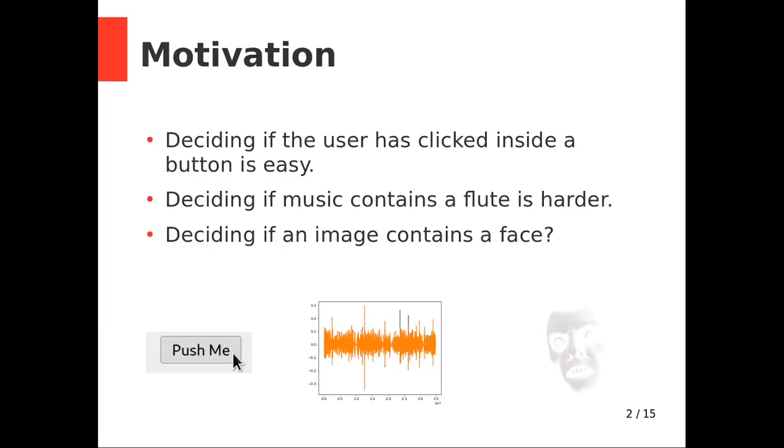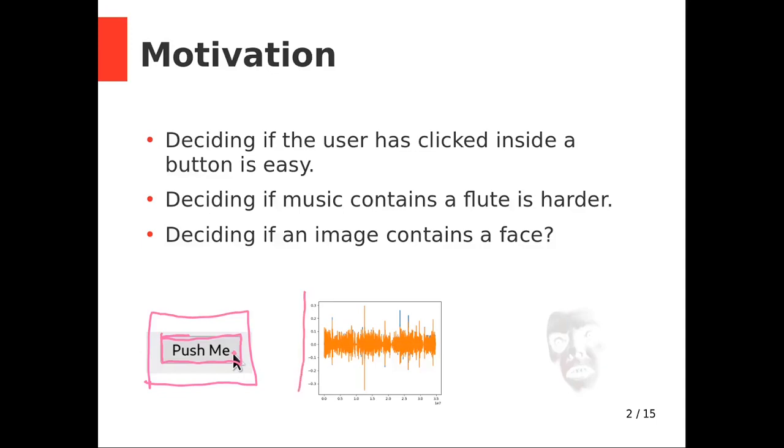Okay, so motivation. Let's say that we wanted to decide if the user had clicked inside of a button. That's a fairly easy problem. Every pixel in this button has an XY coordinate with respect to the screen, and all we need to do in that case is figure out if the XY point of the user's cursor is inside of the button when they click. There is a fairly straightforward mathematical definition and solution to what we're trying to do.